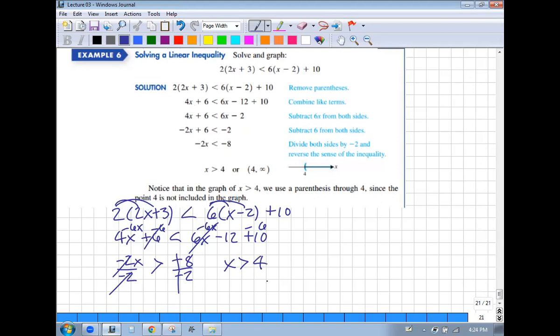All right. So we started off with it pointing one way. We had to flip it because we divided by a minus 2. And so x greater than 4 is the same thing as saying 4 to infinity. Or you can draw that picture.